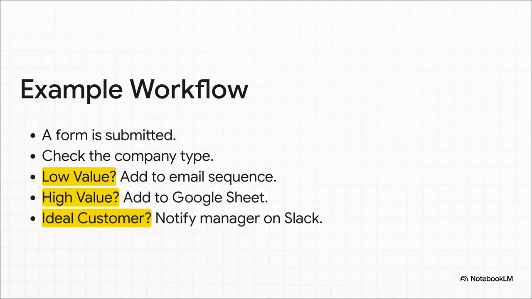All right, let's make this super concrete with a real-world example. Just imagine you've got a contact form on your website. Someone submits it. That's when the automation kicks in. First, it checks the company type. If it's a low-value lead, bam, they're automatically added to an email sequence. If it's a high-value lead, their info pops right into a Google Sheet for the sales team. And if it's your absolute ideal customer, boom, an account manager gets an instant notification on Slack. See? The same starting point leads to completely different but totally predictable outcomes.